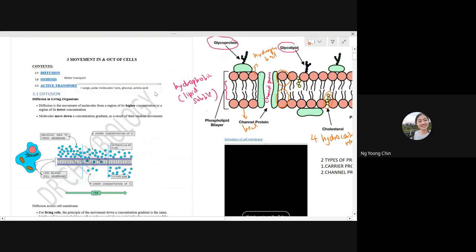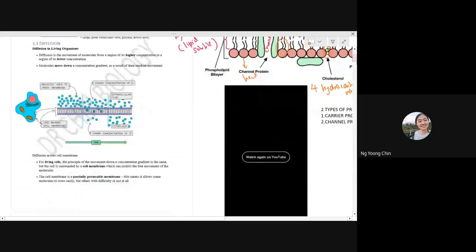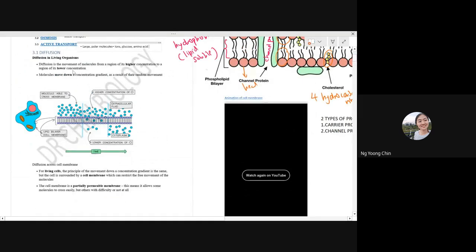I will just describe some of the diffusion. Diffusion is the movement of molecules from a region of high concentration to a region of low concentration. Concentration refers to the amount of particles in that specific region. For example, you can see this picture.